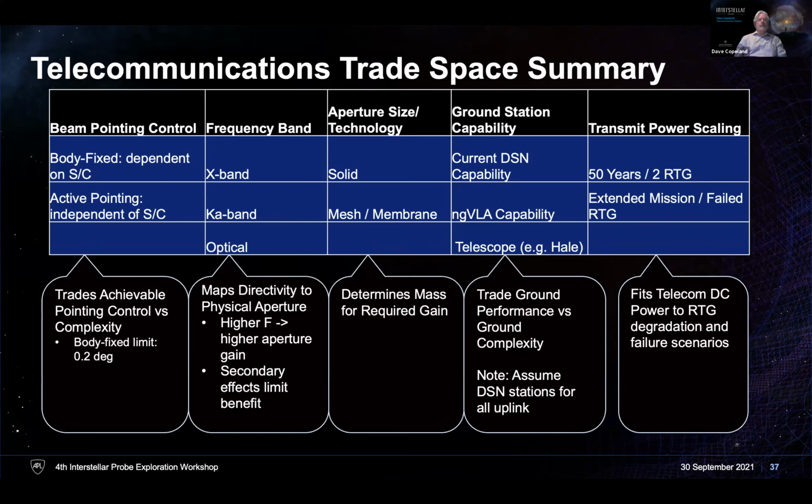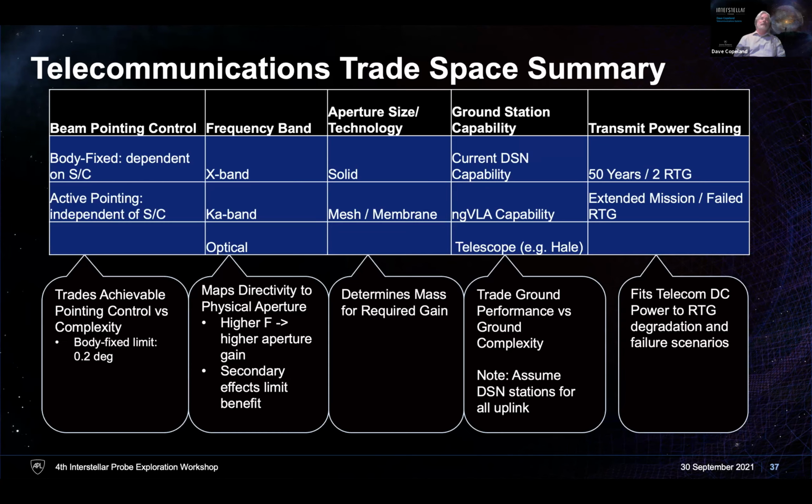Ground station capability, the DSN is the obvious choice to go with here. You'll see here that for operations beyond the 70 AU timeframe, we're counting on actually going beyond the DSN. We need more aperture, and the more aperture we can get on the ground, the better. So we're using here as our notional case the next generation VLA.